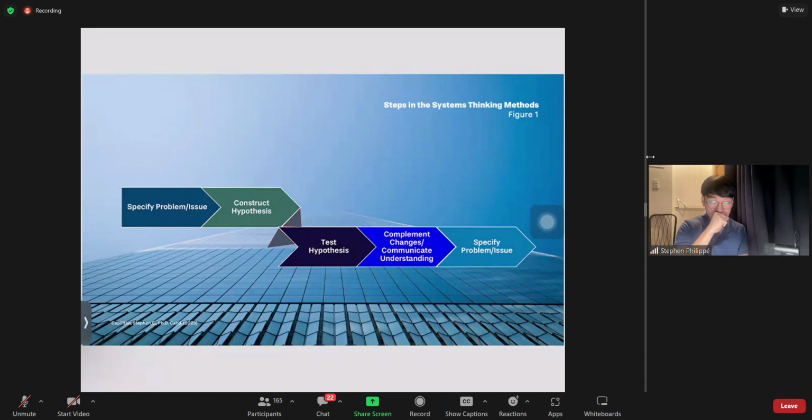linear process, it could be a circular process. In a circular process, when we can't meet the hypothesis, you go back to specify the problem or issue. And that's what systems thinking is all about.